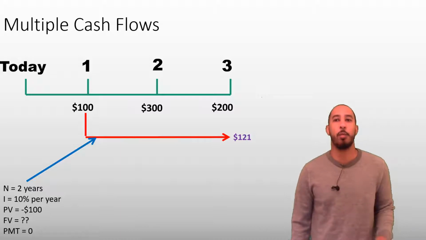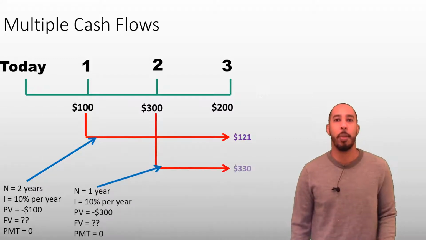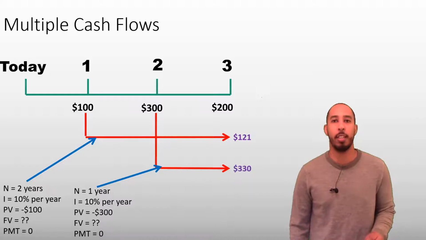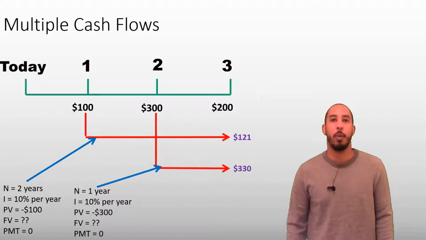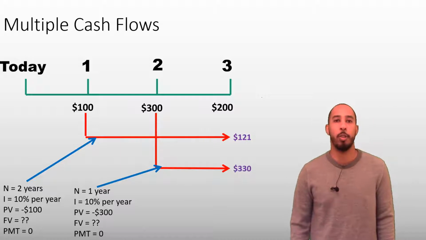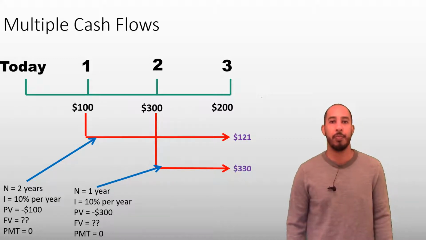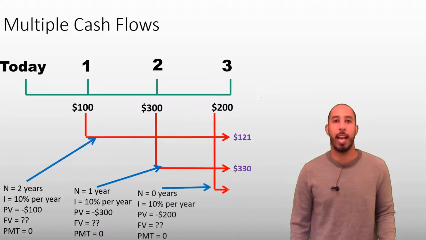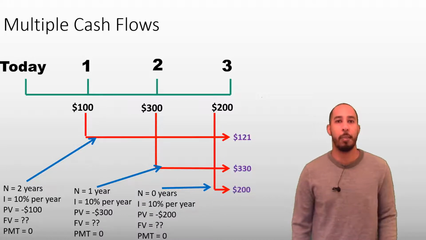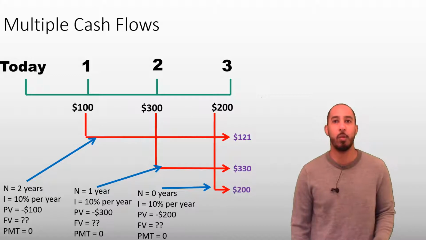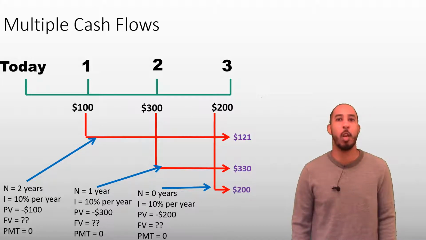We do the same for the $300 deposit in year 2, but this time we'll change n to 1 since we'll be getting interest over just one period with this deposit. We find that the $300 deposit will grow to $330. And finally, there's the last cash flow. Since this $200 is deposited at the end of year 3, we won't be getting interest on it, so n is equal to 0. And because no interest will be earned on this deposit, the future value will remain at $200.